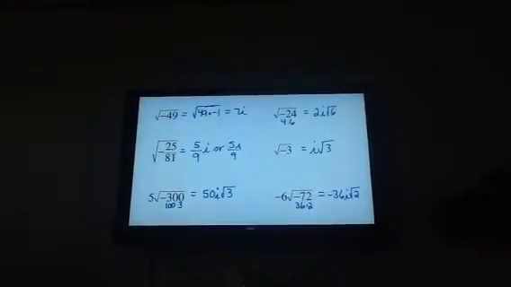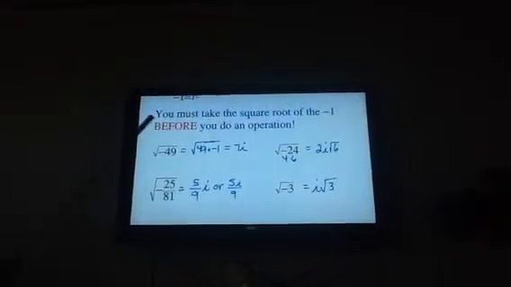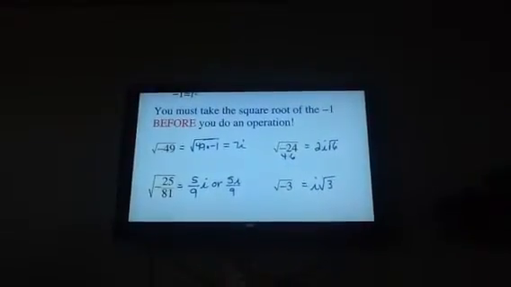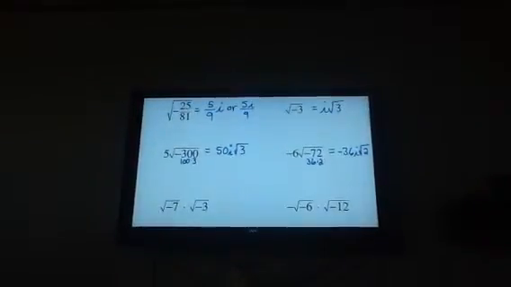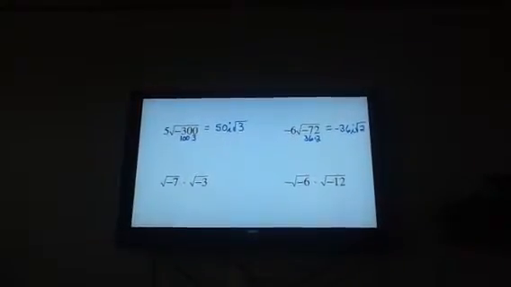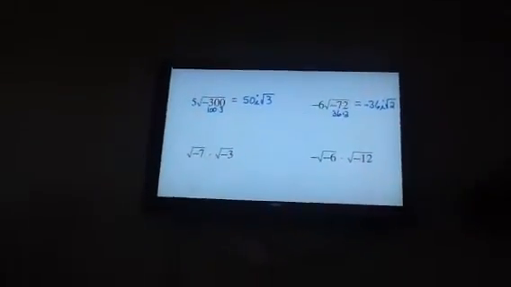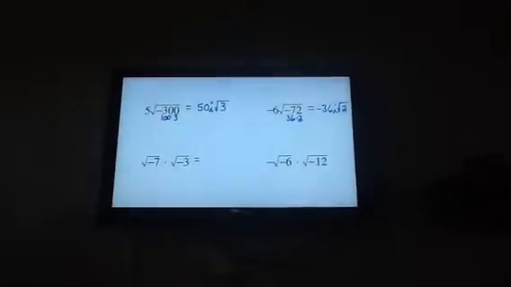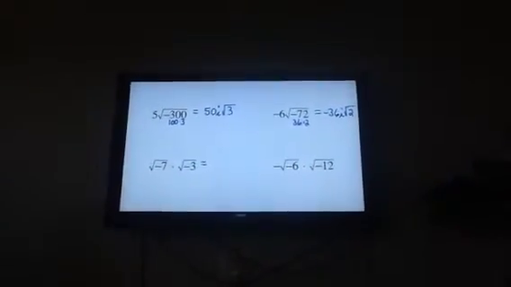Okay? This next question is the type of question I was talking about up here, where I said you must take the square root before you do the operation, the square root of the negative part. So in one like this, do not multiply and get positive 21. Okay? That's what you cannot do. You have to take the negative root out before you can multiply. That's not the same as with regular multiplication.